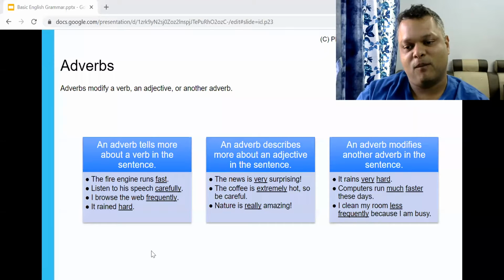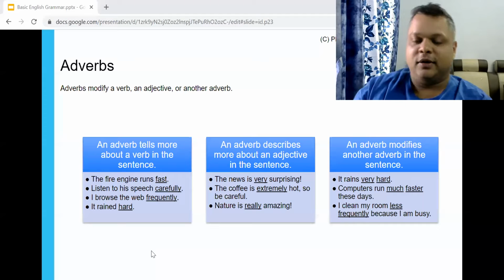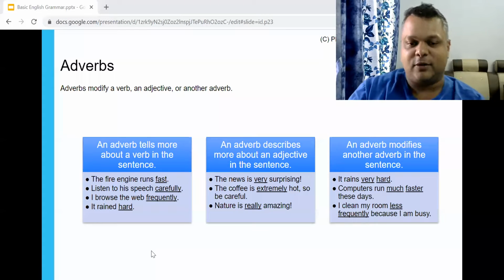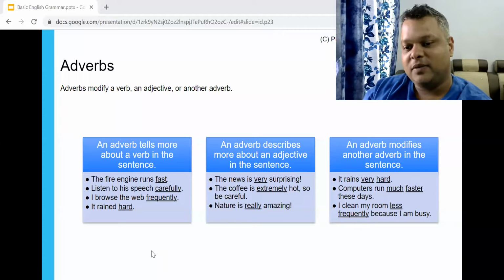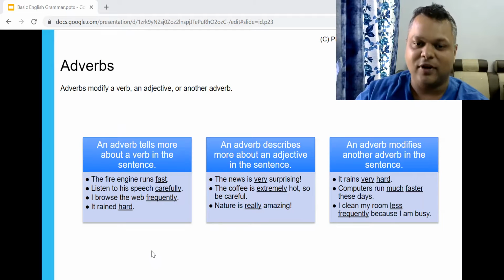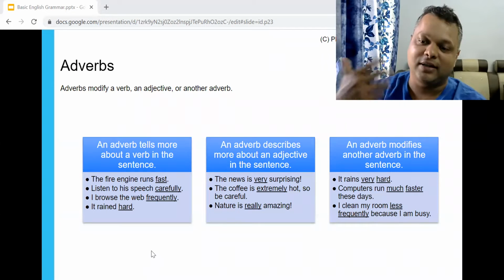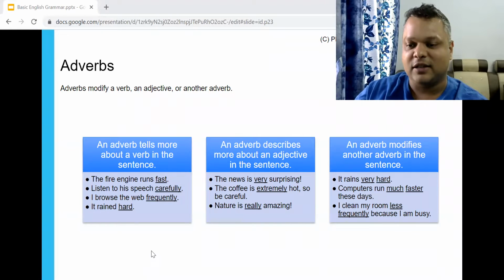much faster or less frequently. Okay. So an adverb is a word that describes or modifies another adjective or adverb or verb in a sentence. Sometimes we want to stress more on what we are describing in a sentence. Say, for example, computers run much faster these days.